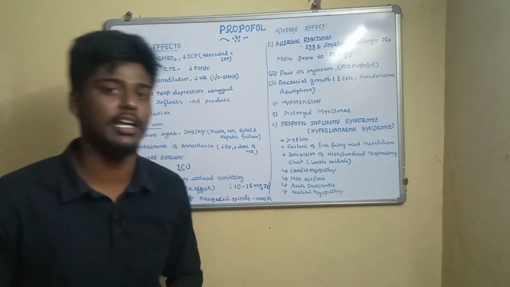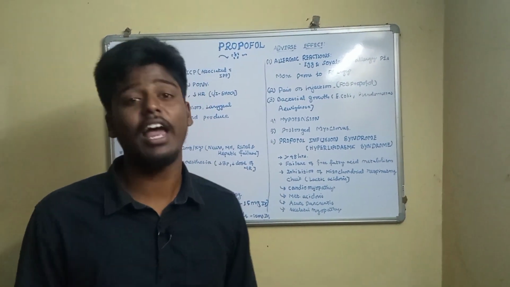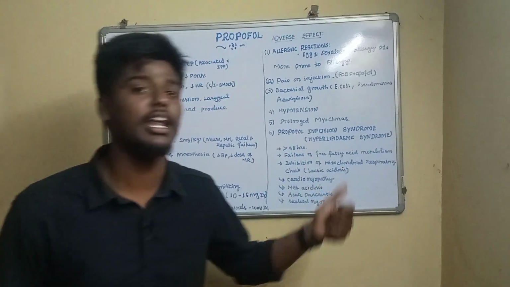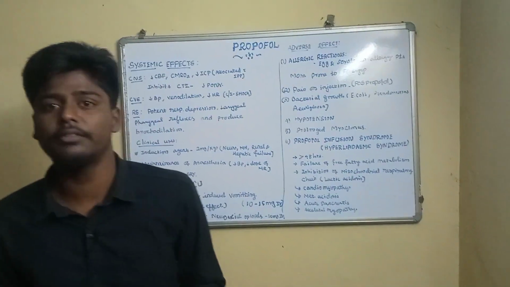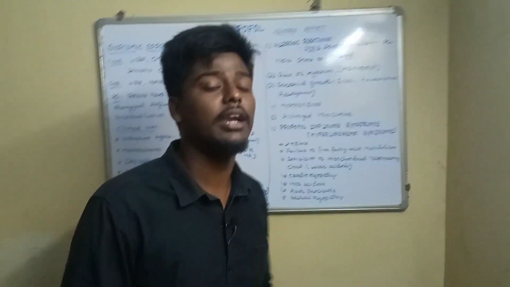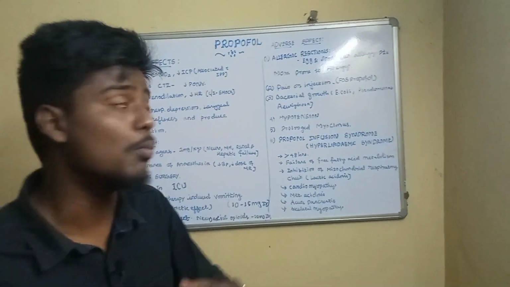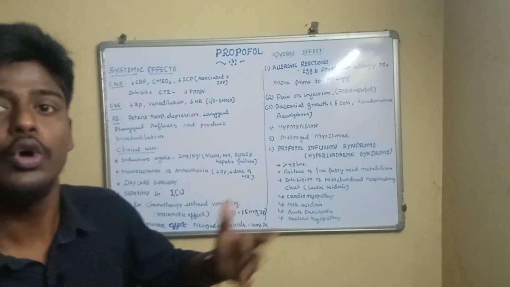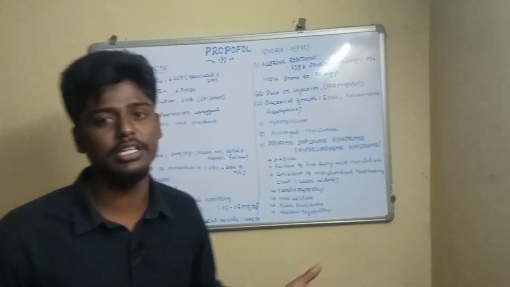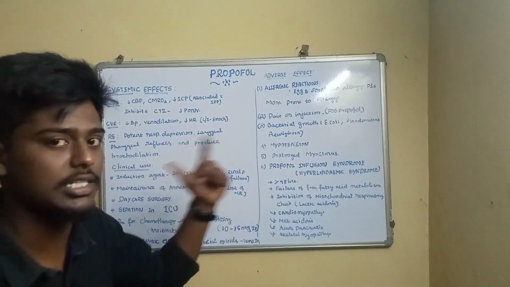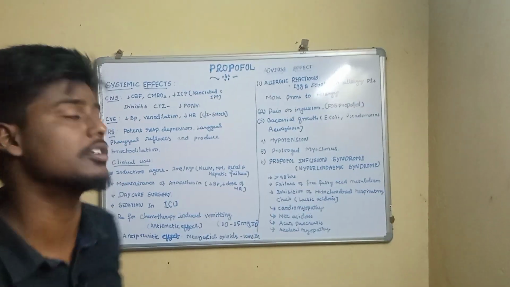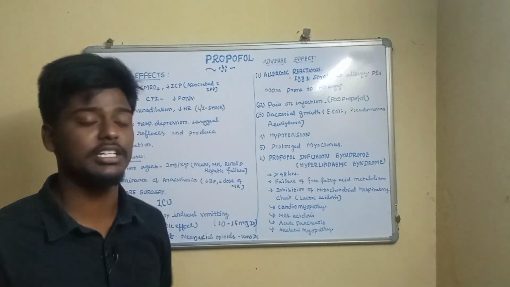The first one is allergic reaction. We know that Propofol has egg lecithin and soybean oil as components. A person with egg and soybean oil allergy is more prone to Propofol allergy also. So for a person with egg and soybean allergy, the induction agent is a relative contraindication. And it causes pain on injection.